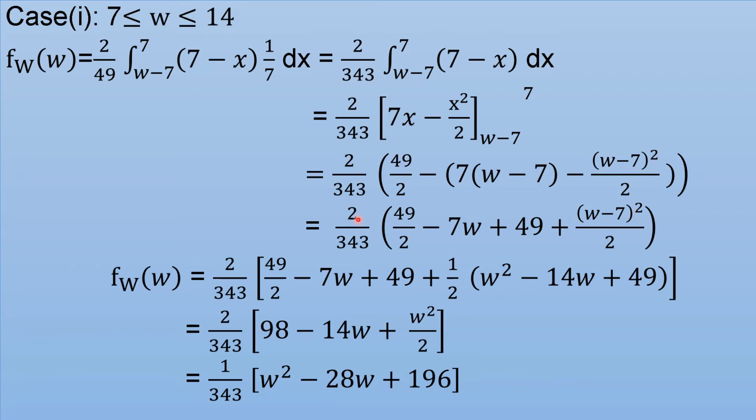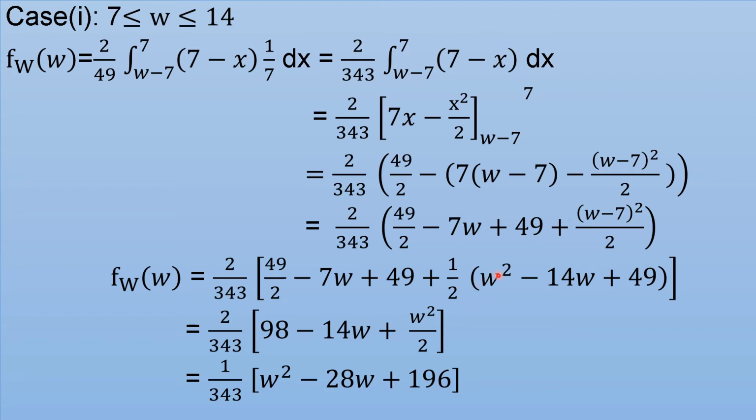So what remains is the simplification part. 2 by 343 into 49 by 2 minus 7w plus 49, plus half into the expansion: w square minus 14w plus 7 square, which means 49. Half into 49 is 49 by 2, plus 49 by 2 means 49. 49 plus 49 will be 98. Then minus 14w: half into minus 7w, and minus 7w into half, which gives minus 14w.